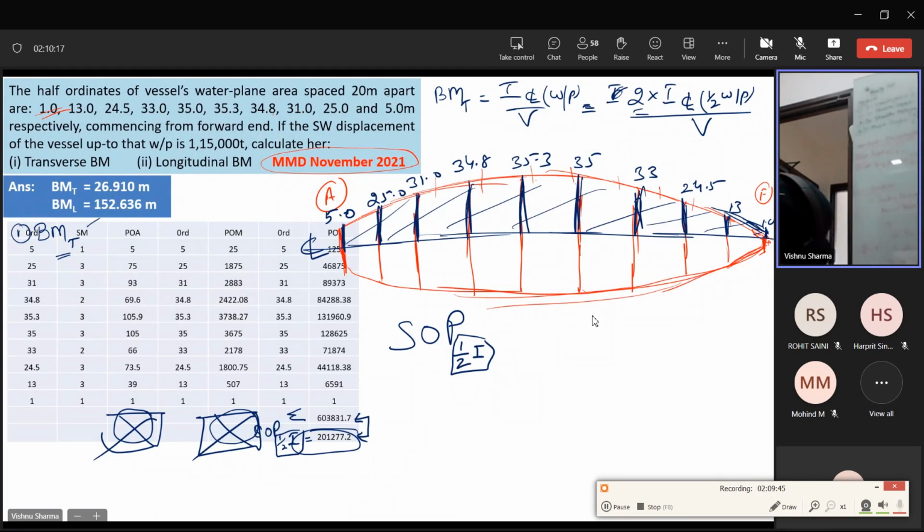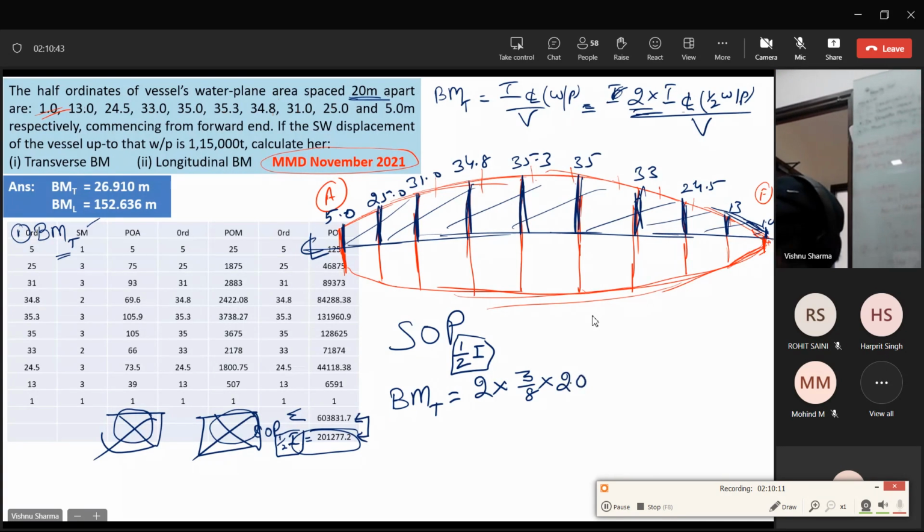Now, guys, we are good to get BMT. BMT will be equal to 2 times, since we are talking of ICL of the half water plane area. We have used rule 2. Coefficient for rule 2 is 3/8. Common interval is given in the question as 20 meters. SOP inertia of the half area is 201,277.2.